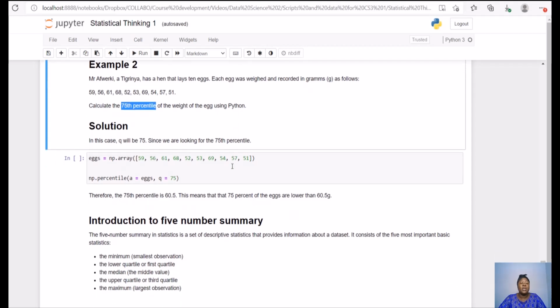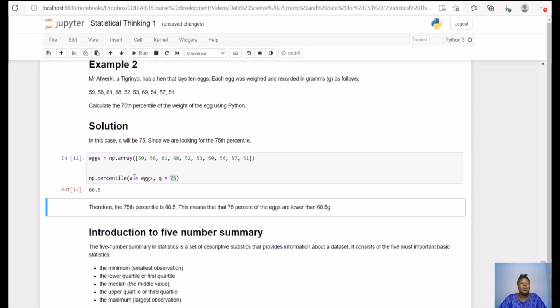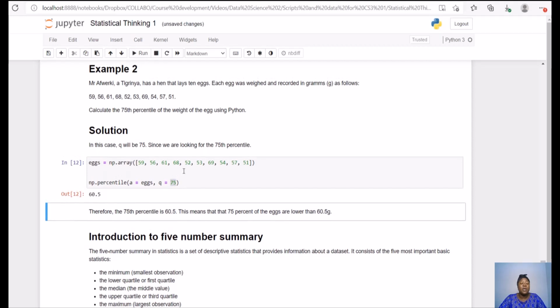So what we'll do is that we will name our array egg and put them in a NumPy array and try to calculate the 75th percentile here. So let us run and see. We see that the 75th percentile gives us 60.5. This means that 75% of the eggs are lower than 60.5. So a larger percentage of the eggs have their weight lower than 60.5.